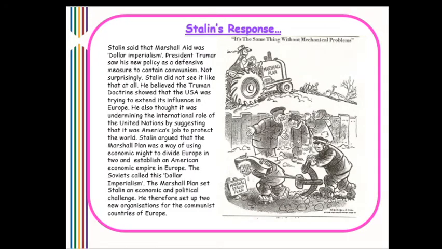He also thought it was undermining the international role of the United Nations by suggesting that it was America's job to protect the world. Stalin argued that the Marshall Plan was a way of using economic might to divide Europe in two and establish an American economic empire in Europe. The Soviets obviously called it dollar imperialism. The Marshall Plan set Stalin an economic and political challenge. He therefore set up two organizations for the communist countries of Europe. These two organisations were known as Cominform, which was set up in 1947, and Comecon in 1949.